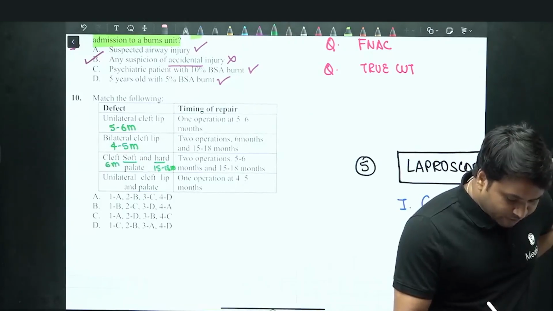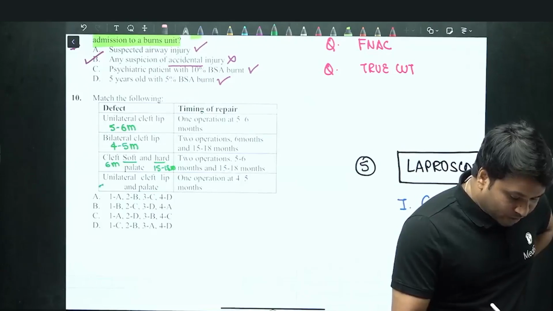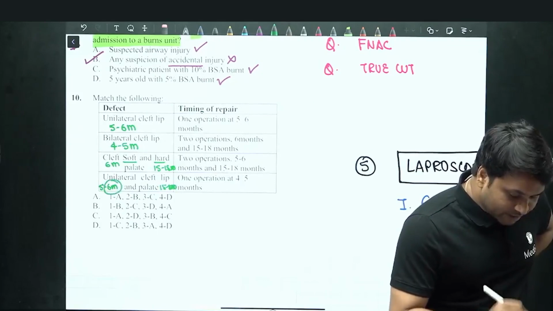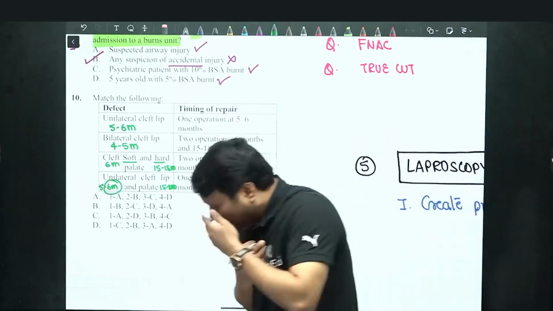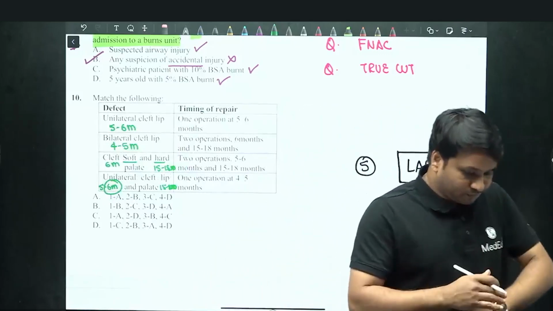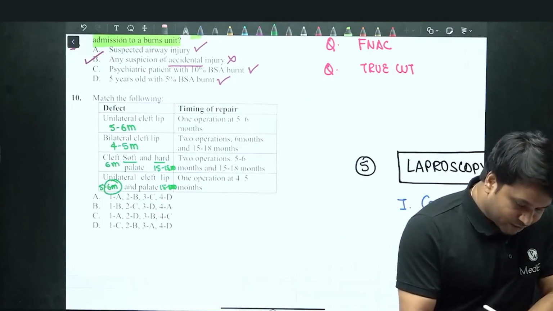Unilateral cleft lip with palate repair. Now, if unilateral cleft lip is there and there is soft palate, then one repair I'll do at 5 to 6 months, and hard palate I'll repair between 15 to 18 months. Single operation I'll take 6 months here. So unilateral cleft lip 5 to 6 months. One operation at 5 to 6 months I will do.